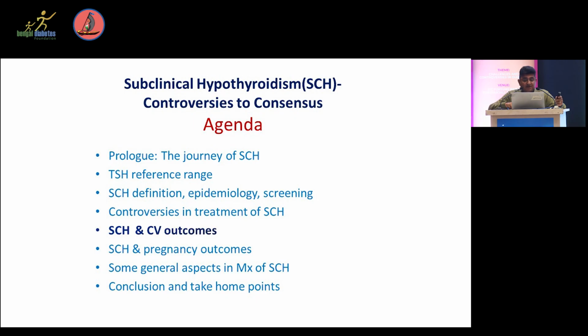So antibody testing is important in subclinical hypothyroidism. The recommendation from the American Thyroid Association is that it should be considered.